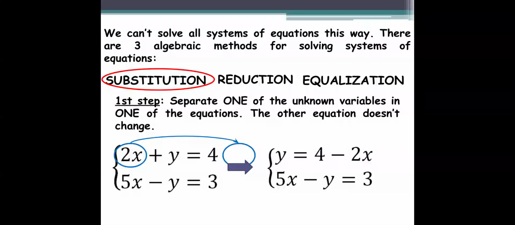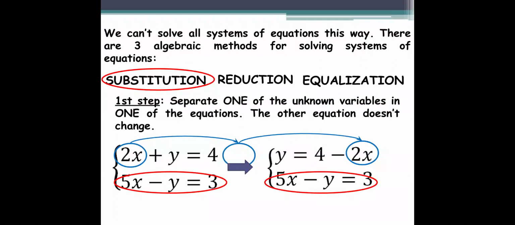So as you can see, the first equation has changed. y equals 4 minus 2x. Now we know the value of y in the first equation. The value of y is 4 minus 2x. The second equation doesn't change, as you can see by these circles.